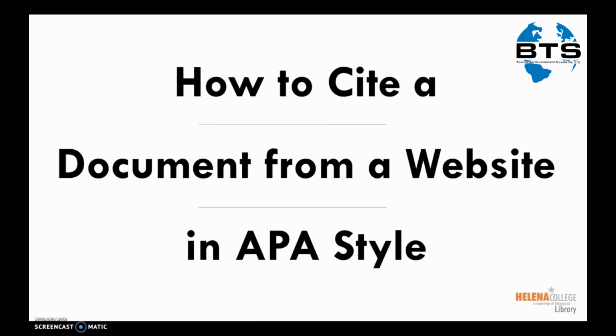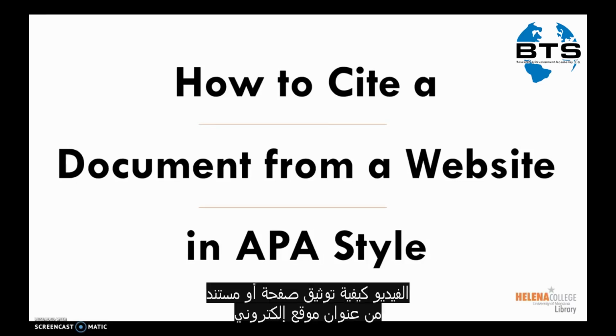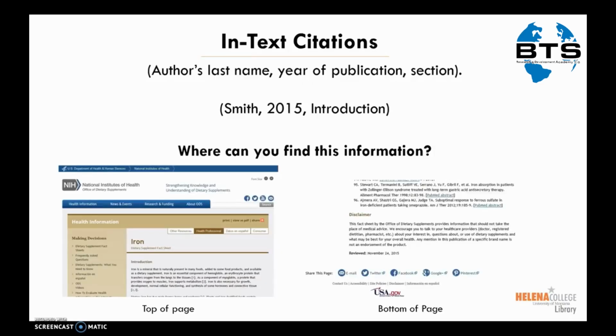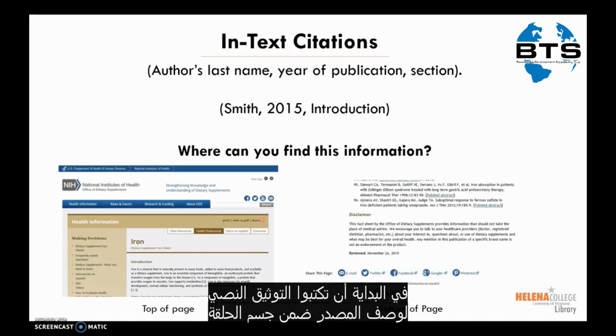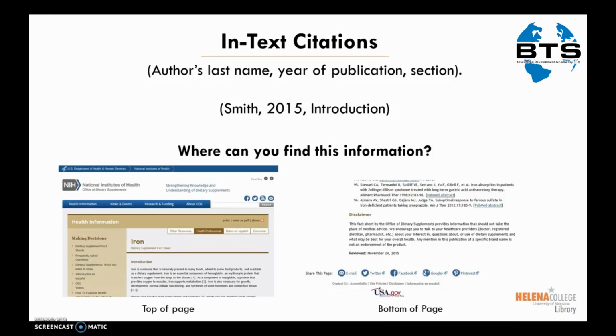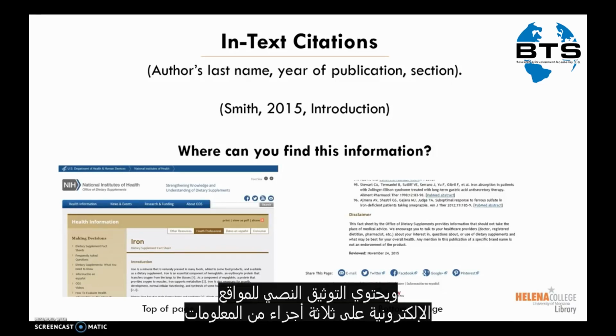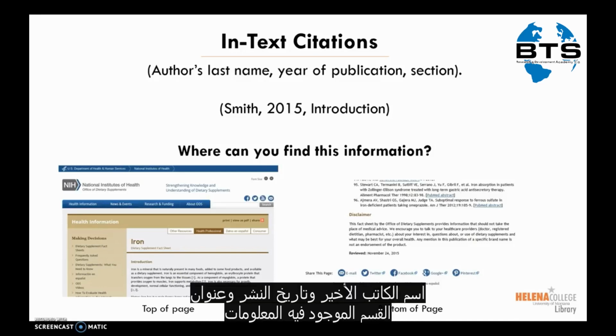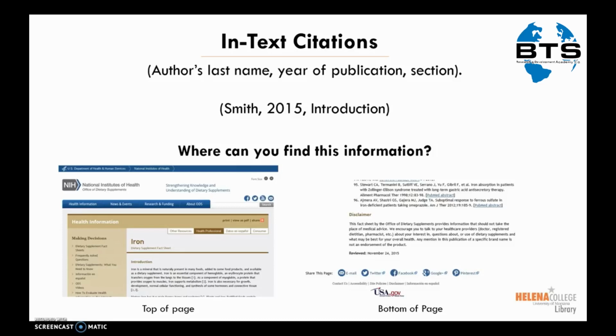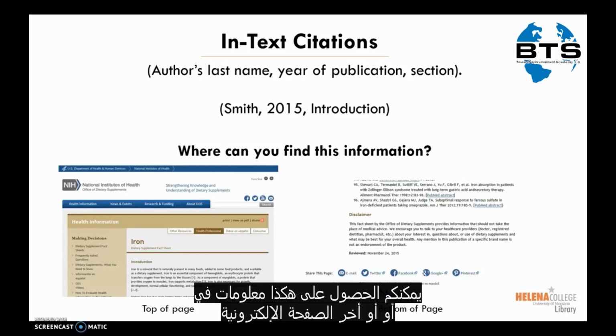This video will show you how to cite a web page or a document from a website in APA style. When you include information from an outside source in your paper, you must first add an in-text citation to describe the source in the body of your paper. The in-text citation for a website includes 3 pieces of information: the author's last name, the year of publication, and the title of the section where the information was found. You can find most of this information at the beginning or very end of the web page.